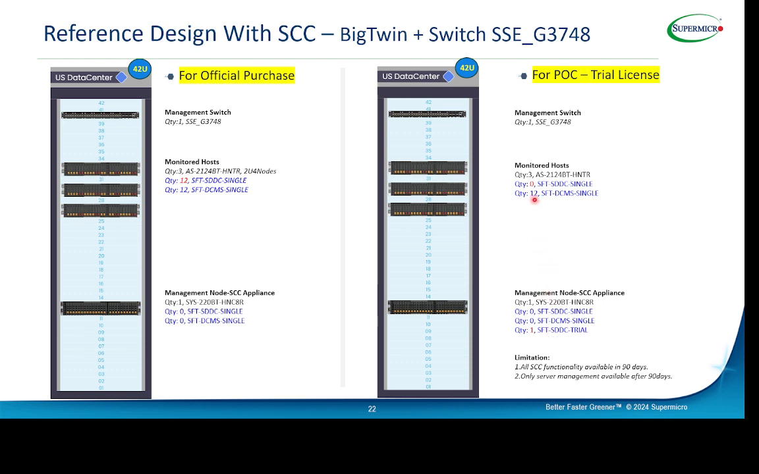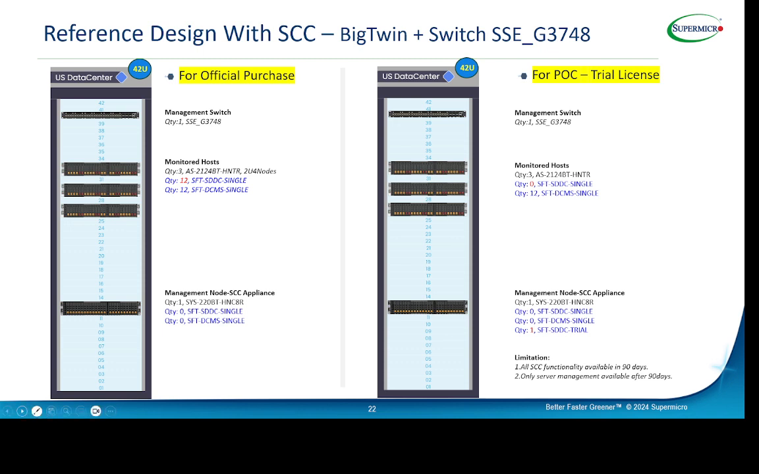And then at this point, we only require 12 DCMS licenses to be purchased, because those 12 DCMS licenses are going to turn on Redfish functionality. How did we get the 12 DCMS licenses? We have 4 nodes for each of the chassis. 4 times 3 is a total of 12 DCMS licenses. The other note to take away here is when you go ahead and turn on an SDDC trial license, it will last for 90 days and will turn on 200 monitored hosts.